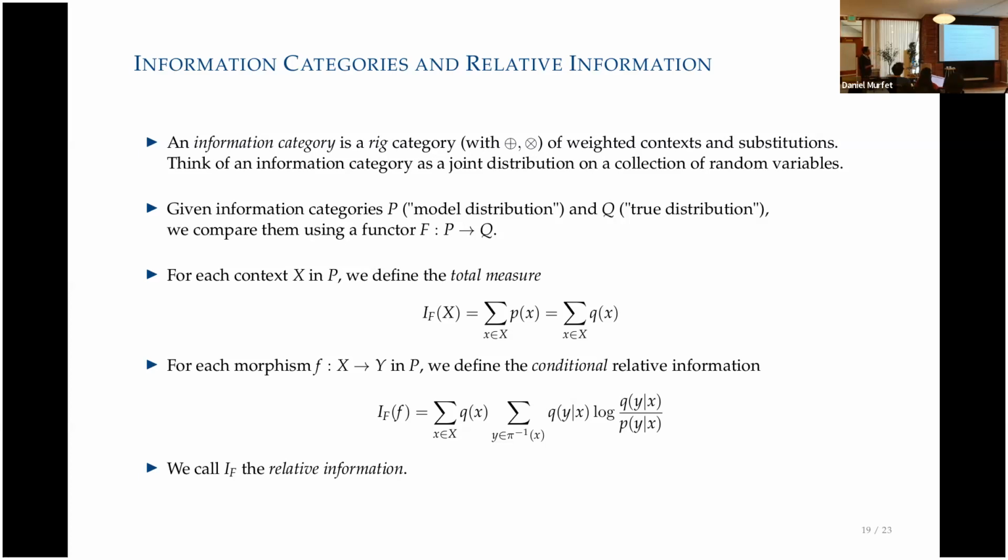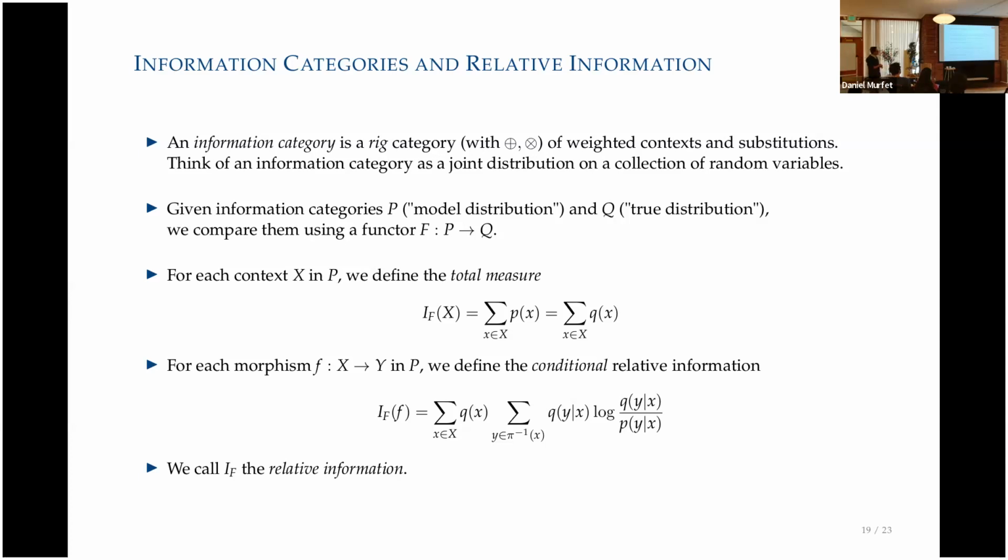So think of the information category as a joint distribution on a collection of random variables. That's the way I think of an information category. So P is going to be some joint distribution, and Q is going to be another joint distribution. And so when I'm thinking of two different rig categories, I have two different distributions that I'm comparing.